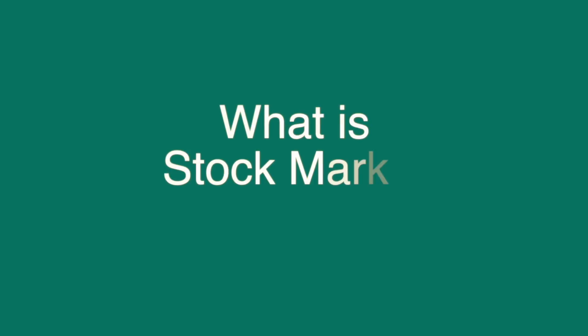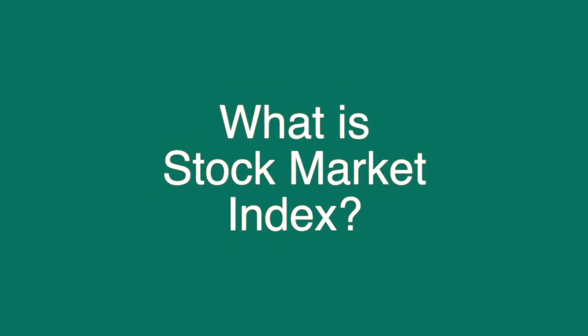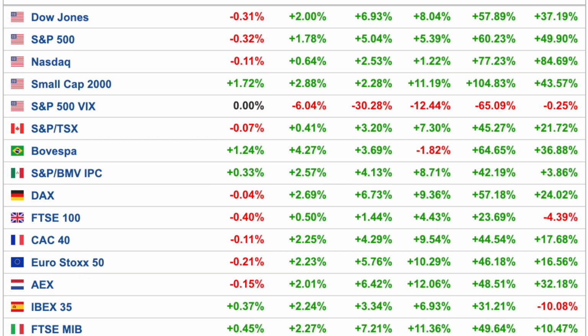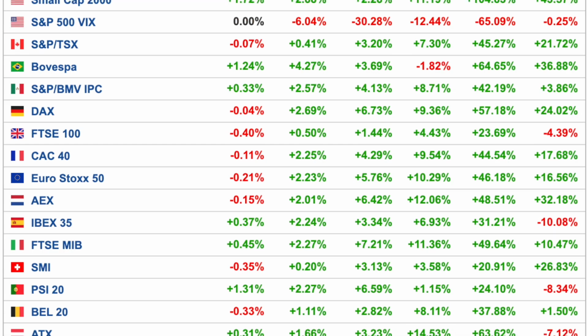Let's start with what is a stock market index. A stock market index shows how investors feel an economy is faring. An index collects data from a variety of companies across industries. Together, that data forms a picture that helps investors compare current price levels with past prices to calculate market performance.